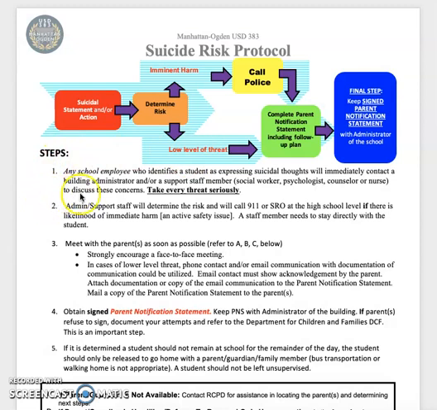Really, a teacher stays at step 1 in this flow chart. Any school employee who identifies a student as expressing suicidal thoughts will immediately contact a building administrator and/or support staff member, a social worker, psychologist, counselor, or nurse to discuss these concerns. You have to take all of these threats seriously. No matter what they are, you should turn in any threat that you hear.